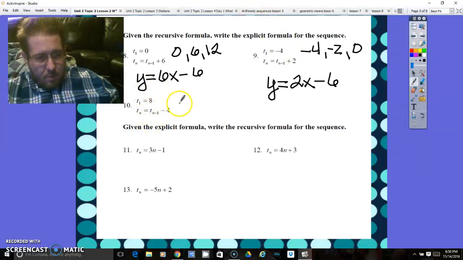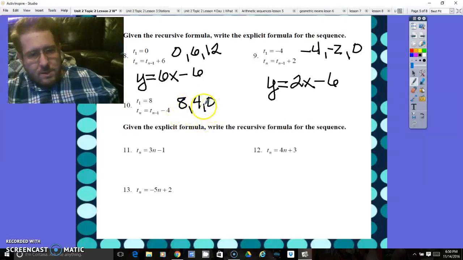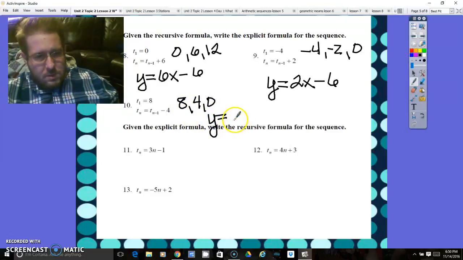Okay, once again, start by finding the sequence of numbers. It starts with 8. Each number after is 4 less. That would be 4. That would be 0. Once I've got that, then I can write it as an explicit formula. That would be y equals a decrease of 4 per number plus a starting point of 12. 0th term, don't forget that.